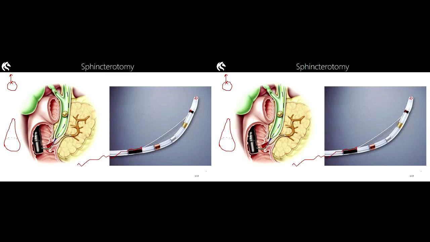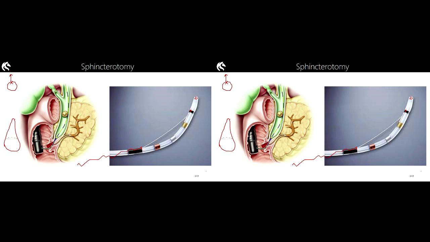A sphincterotomy is the process of applying a heated wire on the outside of a catheter to a structure such as the sphincter of Oddi. That heated wire will allow you to be able to cut and cauterize the adjacent tissues to make the sphincter larger to allow the stone to come out.